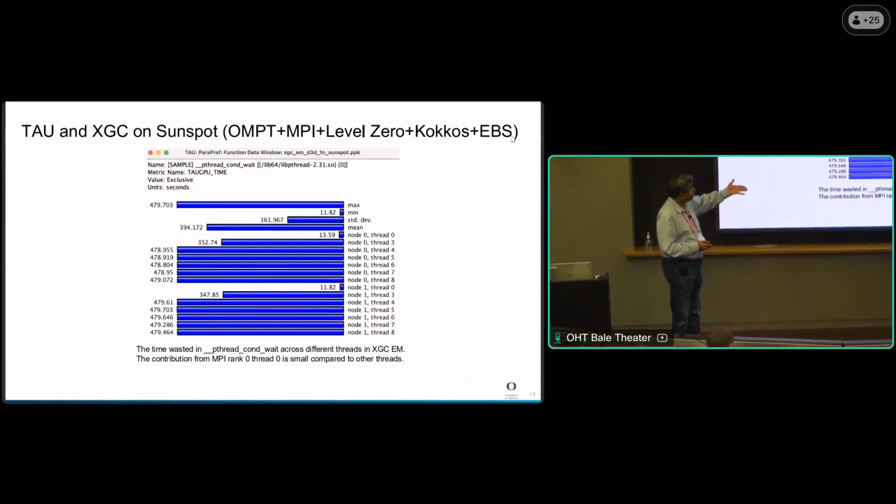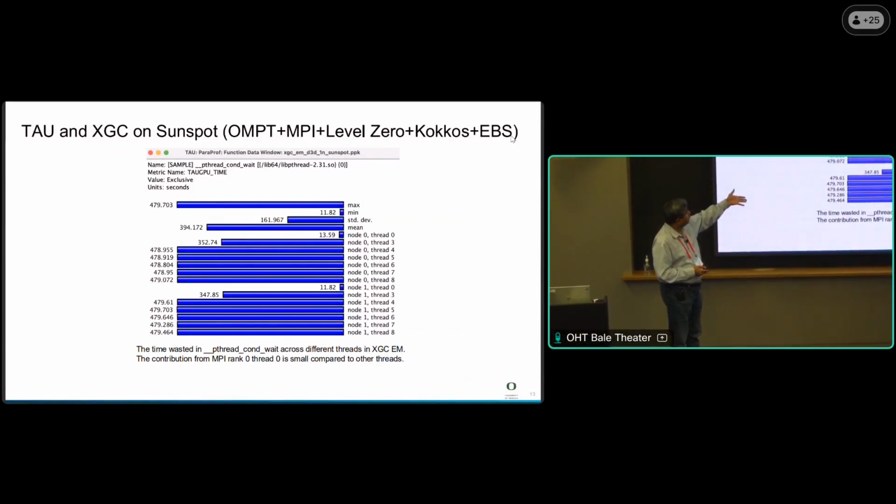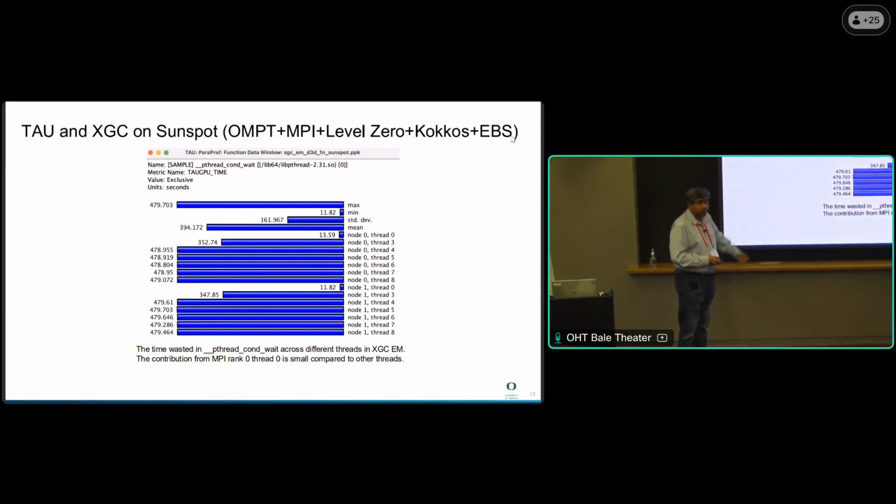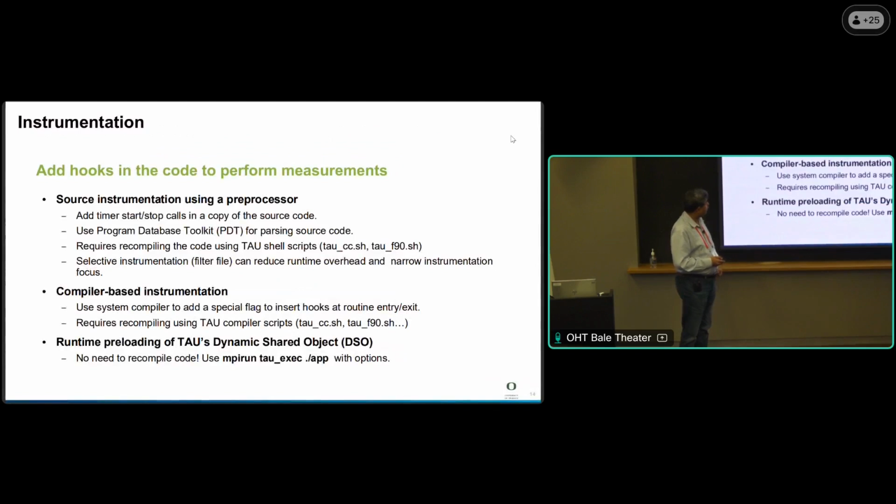Here is an example of time wasted in a pthread condition wait. TAU has event-based sampling. It can easily detect the time spent in such wait calls, and you can then diagnose the problem. The key thing to remember is that you need to add hooks to your code. This can be done in many different ways.